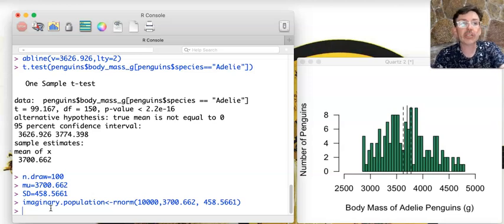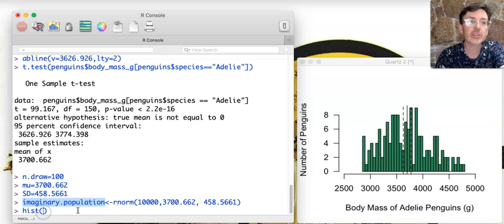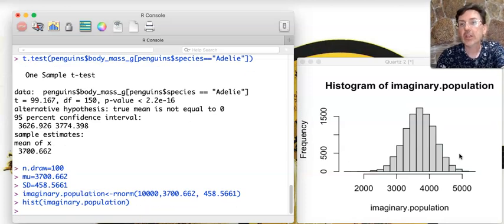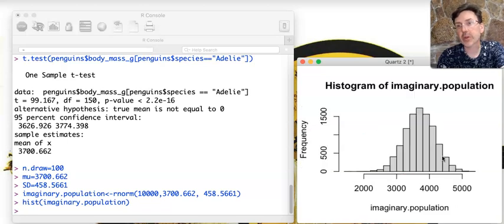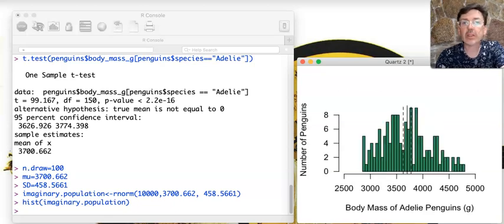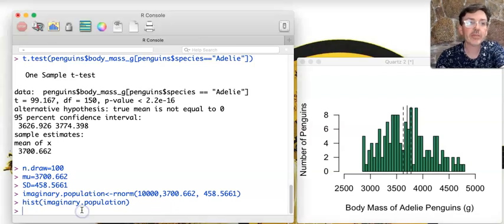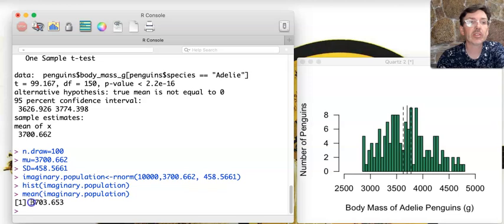Now, what does this population look like? Well, let's look at a histogram of the imaginary population, shall we? So here's our imaginary population. The mean of our imaginary population is 3,703, and we created this using the rnorm function, the random norm function, to imagine that we were drawing from a population that had those values. And so it's pretty close.